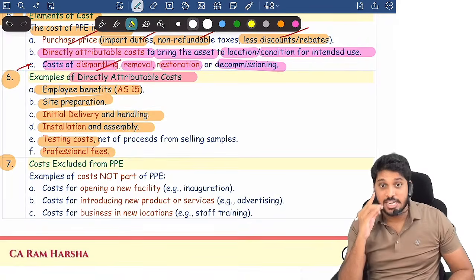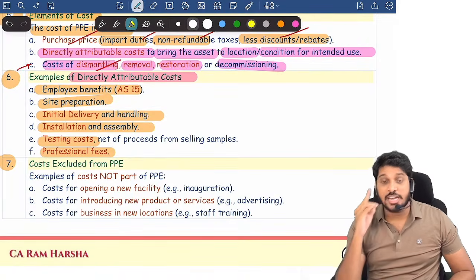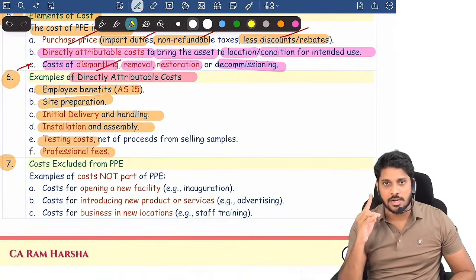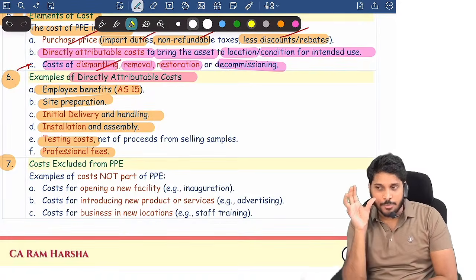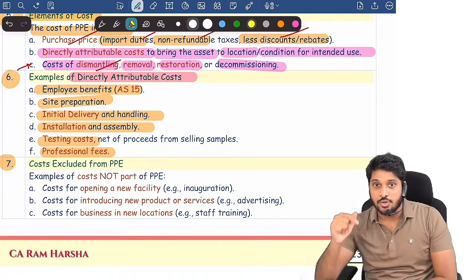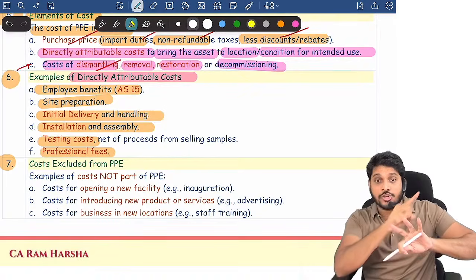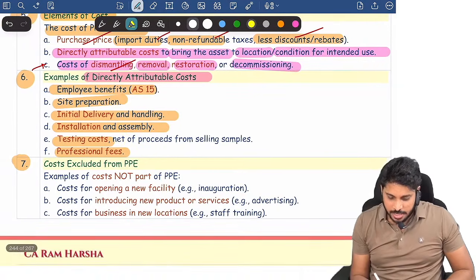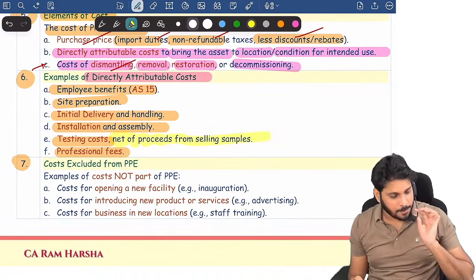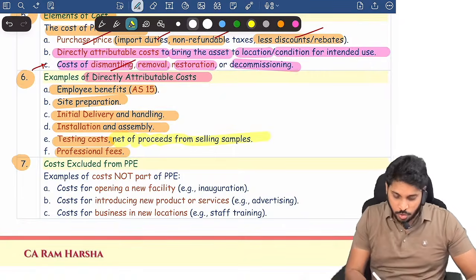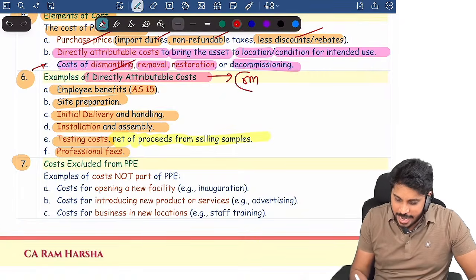And when you're capitalizing the trial run, when you do a trial run, some goods you will produce, right? Those goods you will sell, right? That sale value should be reduced from the trial run cost. So trial run cost net of proceeds from sales. That's it. So what are examples of directly attributable cost?